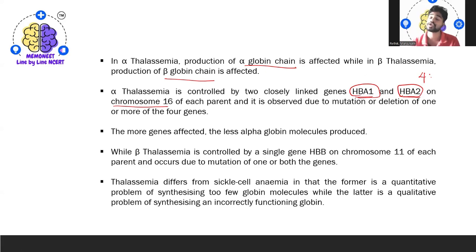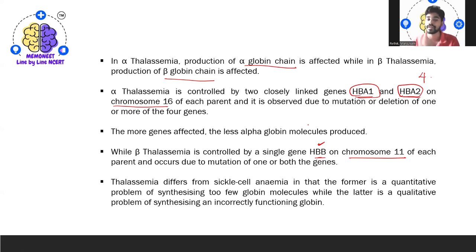This is simple. While beta thalassemia is controlled by what now? A single gene on both the parents. They are present on the 11th chromosome in each parent. Again, this also occurs due to mutation or deletion of any one or both genes. In both the parents, you will see HBB, one HBB from the mother and another from the father. So if any one gene has been mutated or deleted, or both genes have been mutated or deleted, it leads to what?